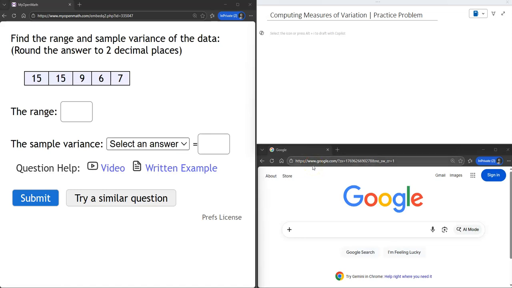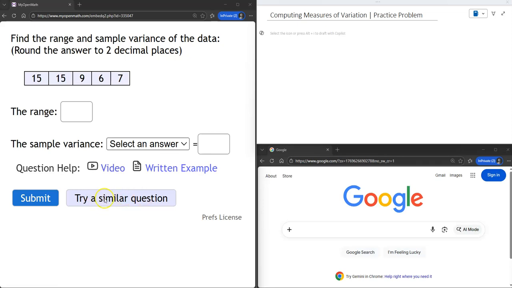In this video, I'm going to show you how to compute measures of variation by doing this practice problem together. In this practice problem, we are asked to find the range and the sample variance. To answer this question, we have to pick the proper notation for the sample variance. But what's the trick here, or what's the catch?